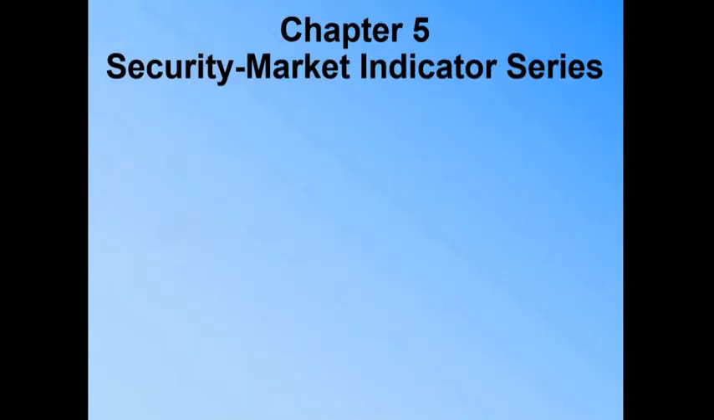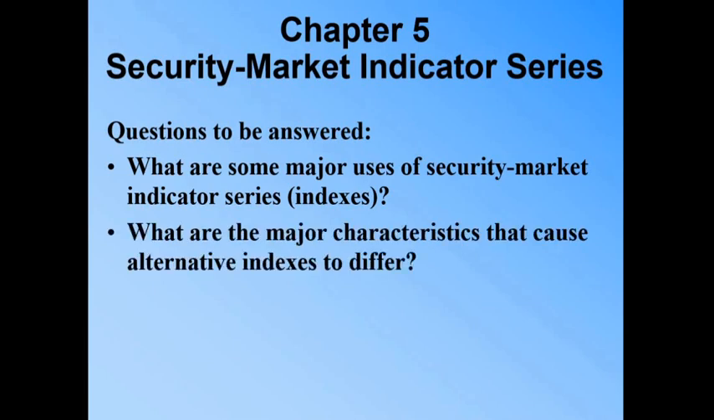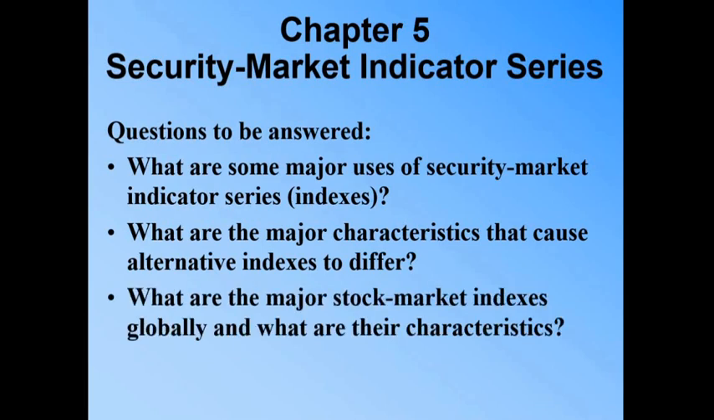The chapter is about security market indicator series, that is the stock market indexes. And by the end of this chapter, you should be able to answer the following questions. Number one, what are some of the major uses of security market indicator series, that is indexes? For what purpose can we use them? The second is, what are the major characteristics that cause alternative indexes to differ, that is, how one index is different from the other index, so on what basis they are different from each other.